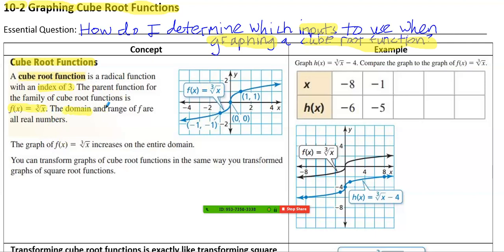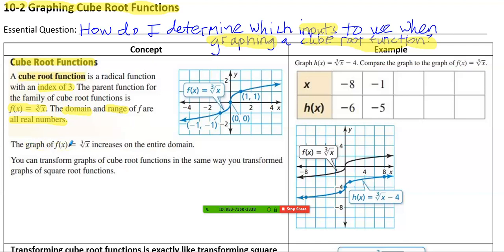The domain and range of f are all real numbers. Oh, yay! That's different than the square root function. Remember, the domain of the square root function was restricted by the fact that you can't take the square root of a negative number. In the cube root function, though, we don't have that problem because you can take cube roots of negative numbers, which is really sweet.